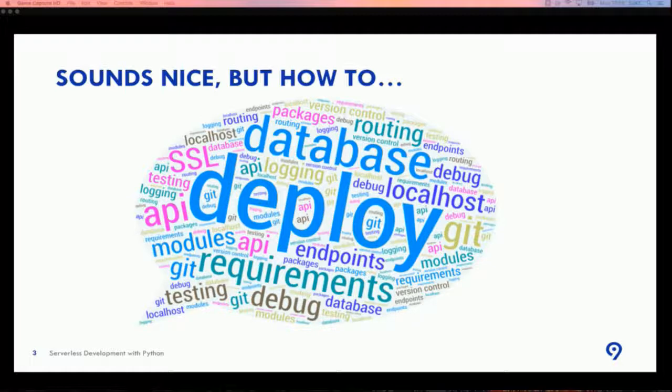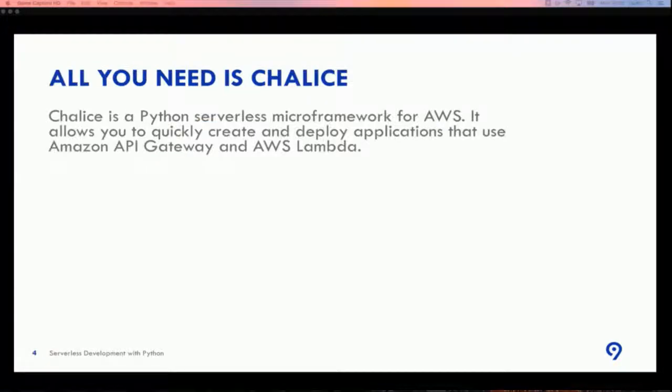So I decided not to reinvent the wheel, and I hoped that somebody had already invented something that I can use. I started looking for any framework that can solve all the problems I faced. And I found a very nice micro framework, Chalice, that was developed by the AWS team. It's a Python micro framework for AWS, and it allows you to very quickly create and deploy applications that use Amazon API Gateway and AWS Lambda.